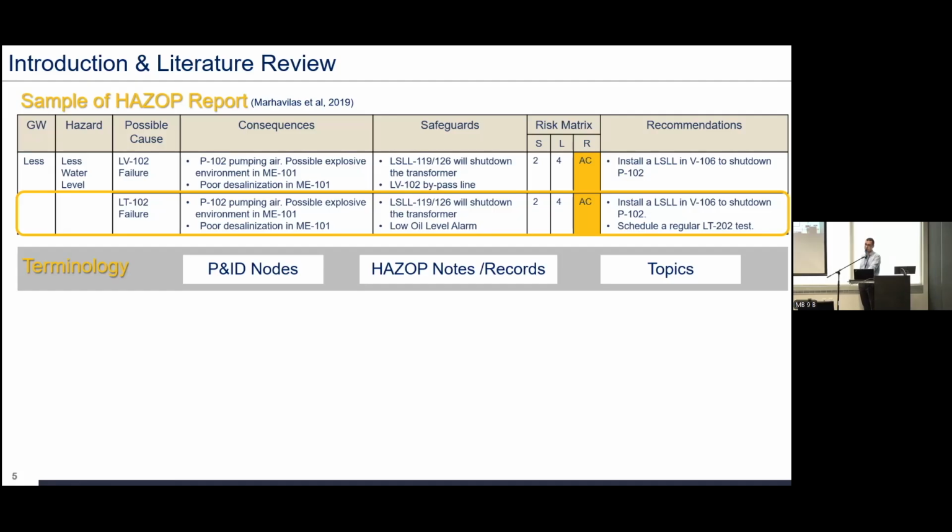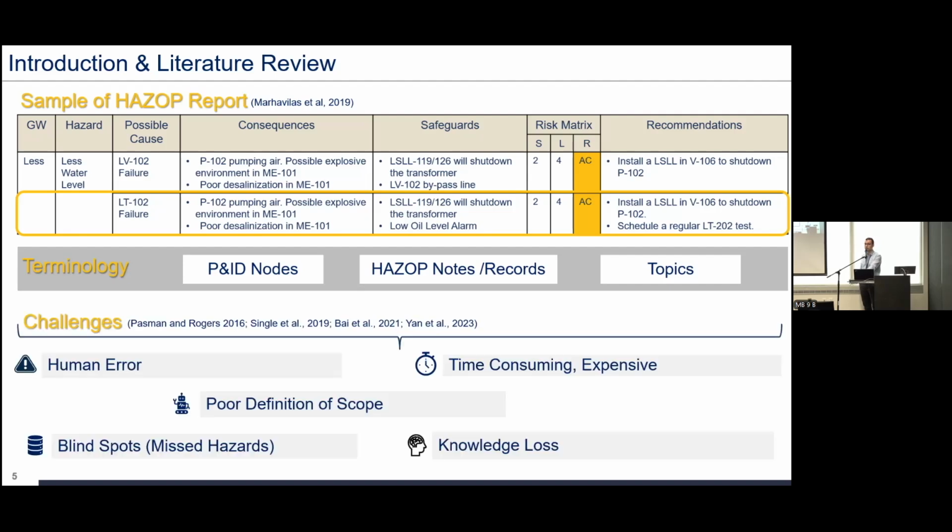As we have seen, this method is very organized and structured. However, it has some limitations, like being prone to human error, time-consuming and expensive. Inadequate definition of scope may cause difficulties in identifying hazards, and there are missed hazards due to focused discussions, and knowledge loss.